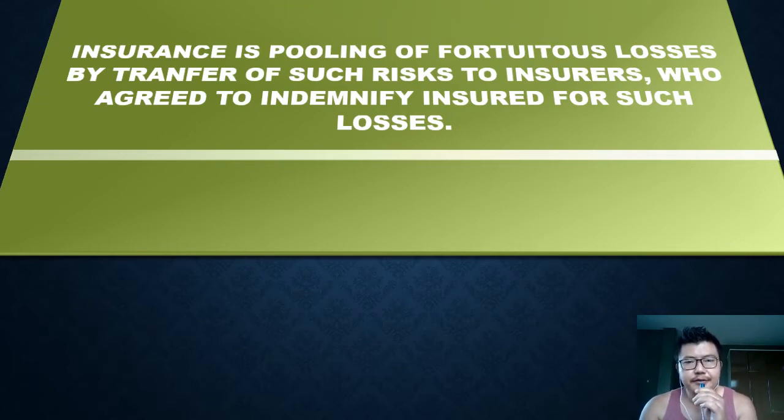Let's start over here. What does insurance imply? Insurance is pooling of fortuitous losses by transfer of such risks to insurers who agree to indemnify the insured for such losses. To make it clear, fortuitous losses means uncertainty which can happen anytime in the future or at present time.